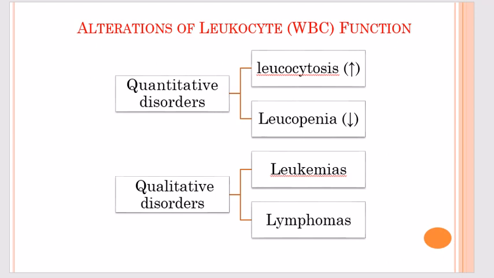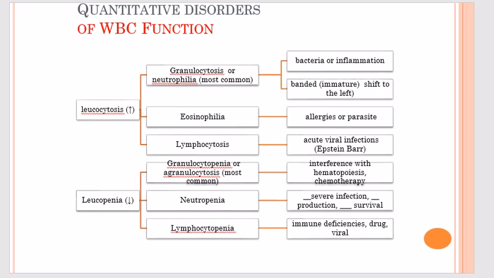Okay, now if we look a little bit closer at the disorders of white blood cell function relating to quantity, again we have leukocytosis and leukopenia. So leukocytosis, being the increase in the number of white blood cells, includes an issue with granulocytes. Speaking more generally, granulocytosis can involve neutrophils, called neutrophilia, which is more common. It can also involve eosinophils, called eosinophilia, as well as lymphocytosis involving the lymphocytes.